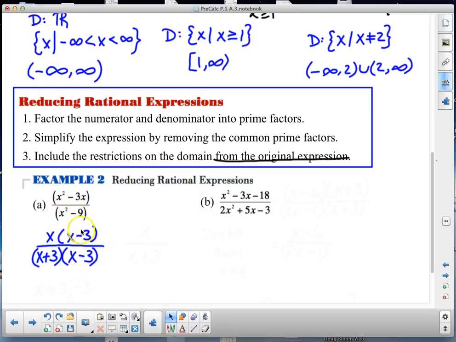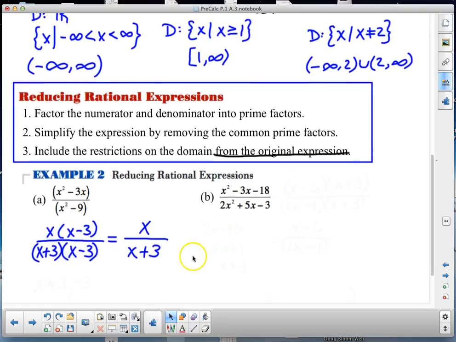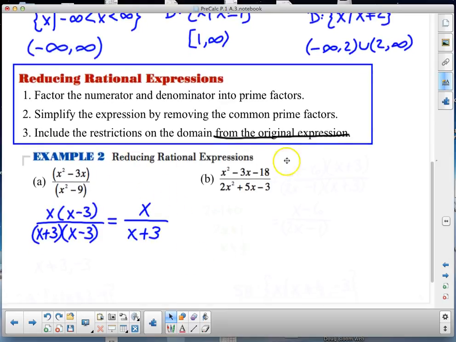Well, I can factor out x minus 3. So x over x plus 3 is my solution for reducing the rational expression. But when I start talking about the restrictions on the domain, I go back to the original. It's easiest for me to see this, and it's everything in the bottom. I just can't have x equal negative 3 because that'll make this 0, or x equal 3 because that'll make this 0. So that's what my restrictions are.